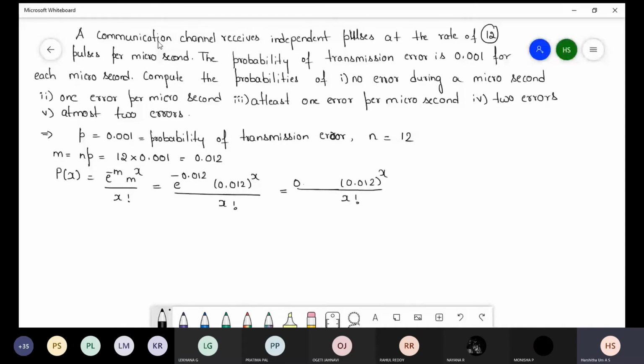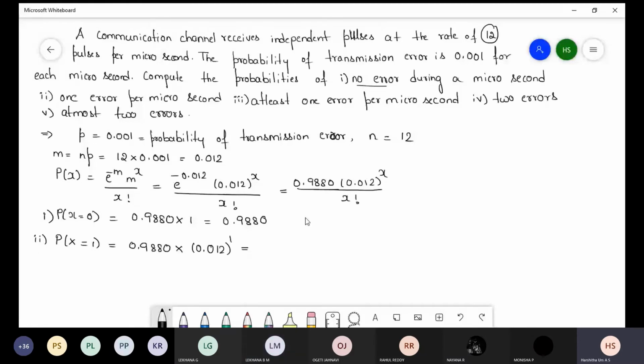Next, we can come back to the first sub question. No error means p of x is equal to 0. So 0.9880 into 1 is 0.9880. Second one, one error, so p of x is equal to 1. 0.9880 into 0.012 whole power 1 is 0.0118.